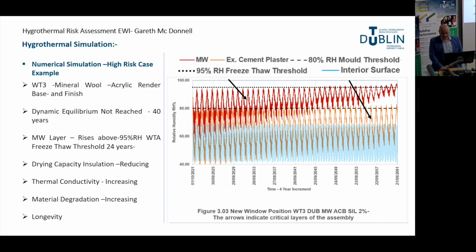A key large-scale, long-term study of EWI systems in Germany dating back to the 1960s indicated that systems with mineral render can last up to 35 years, and synthetic or acrylic renders can last up to 18 years before needing repair or replacement. Using this research as the basis of assessment, the assembly indicated in the graph is getting wetter as time progresses and the drying capacity is reducing, shown by the smaller undulations in the graph. Thermal performance and condition of the materials are likely to degrade prior to the expected service life and need replacement sooner.